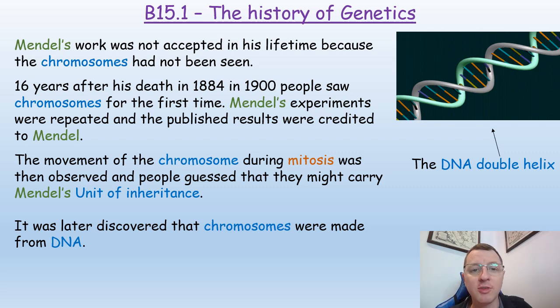Mendel's work was not accepted in his lifetime because the chromosome hadn't been seen yet. However, 16 years after his death in 1884, in 1900, people saw chromosomes for the very first time. Mendel's experiments were repeated and the published results were credited to Mendel. The movement of the chromosomes during mitosis was then observed, and people guessed that the chromosomes might carry Mendel's unit of inheritance. It was later discovered that the chromosomes were made of DNA.